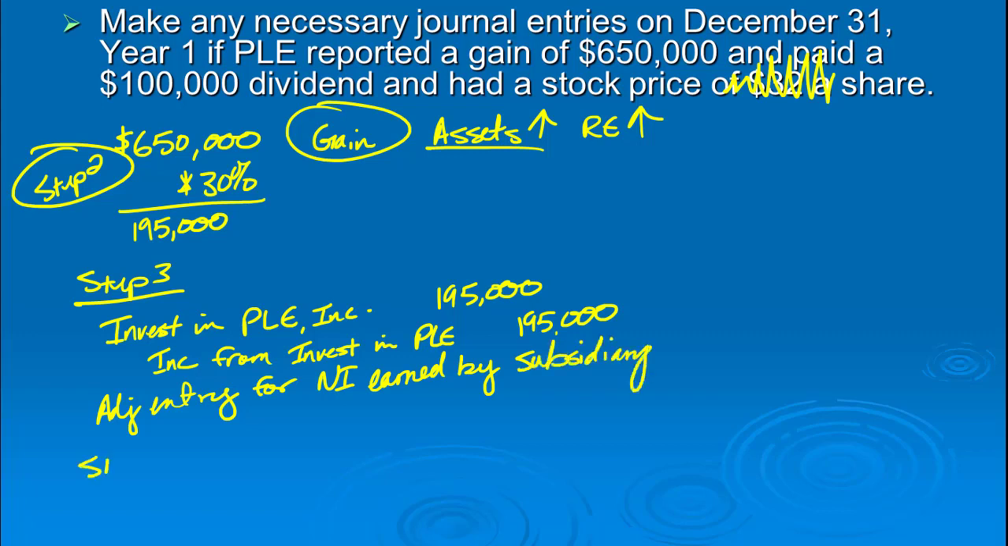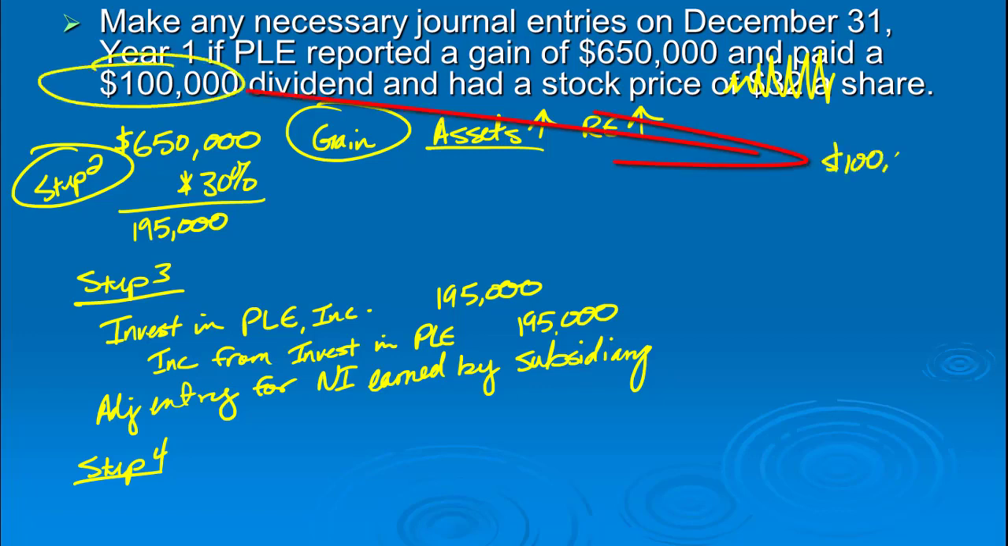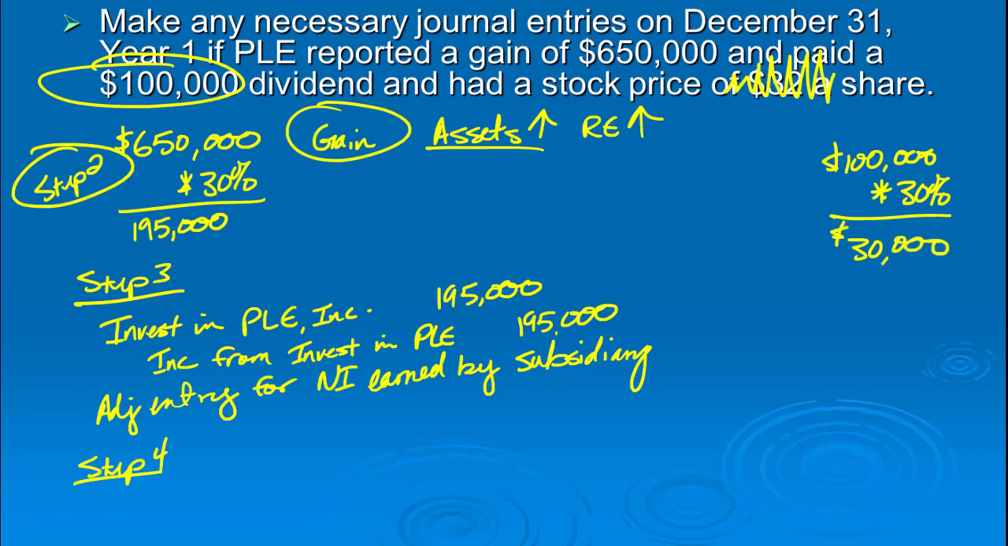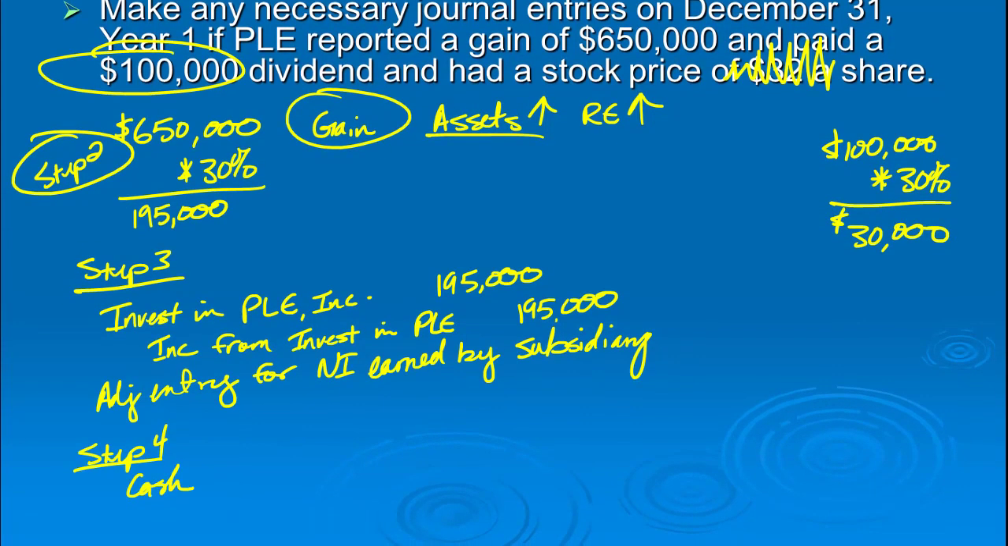My last step, step 4, is to record the dividend that we've received. So I'm going to do the same thing as I did up in step 2. I'm going to take that 100,000 times the 30%, because since I own 30% of this stock, I'm going to get 30% of that dividend. So I'm getting a check for $30,000.